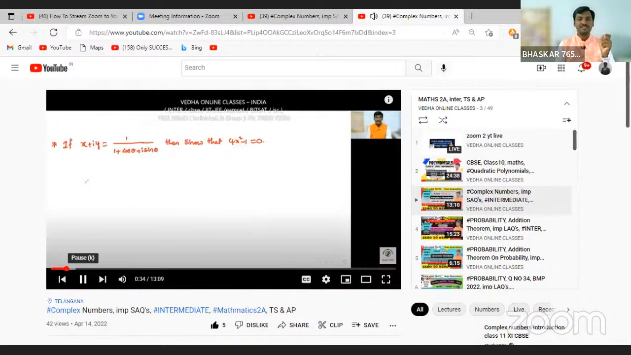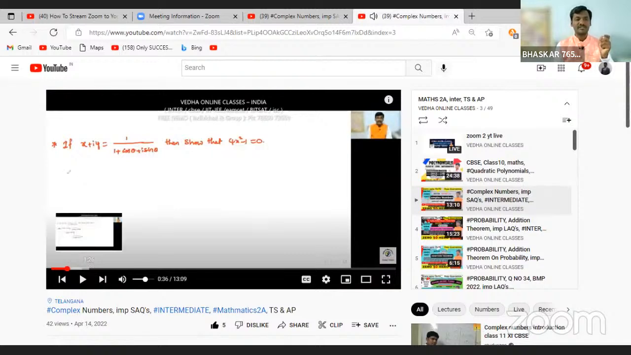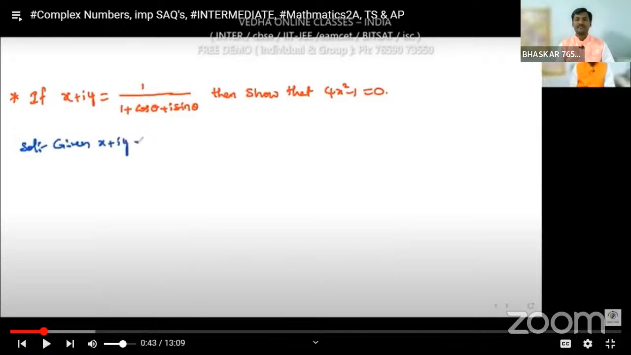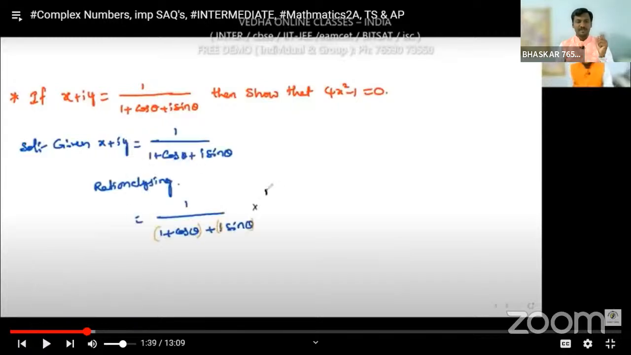This is one of the most important questions from complex numbers. If x plus iy is equal to 1 divided by 1 plus cos theta plus i sin theta, then show that 4x square minus 1 is equal to 0. This is the question here, so just observe it once.